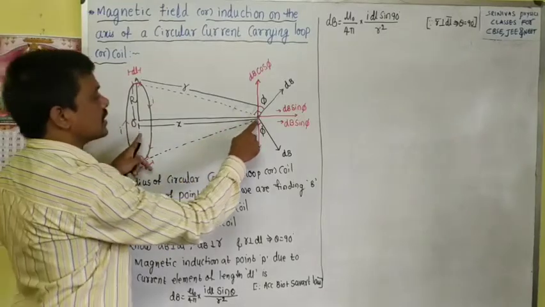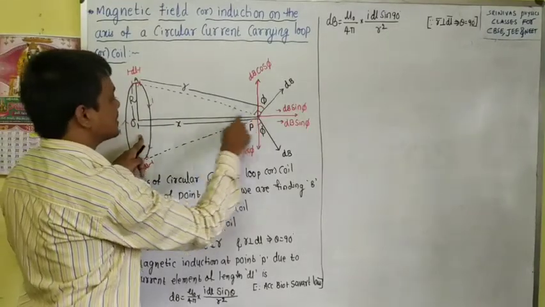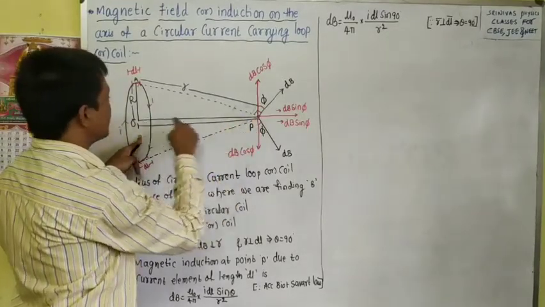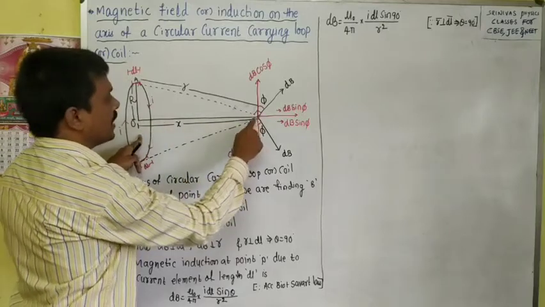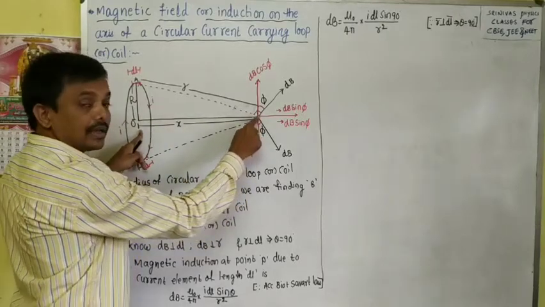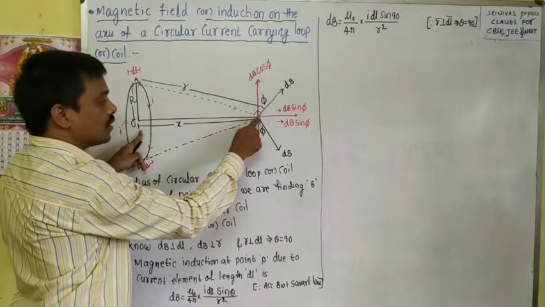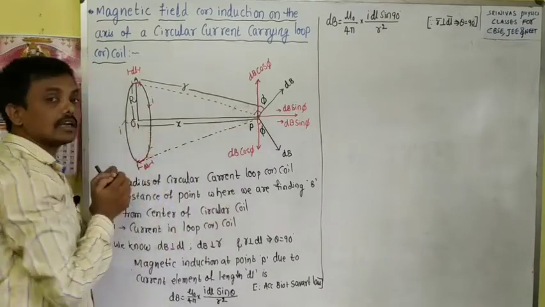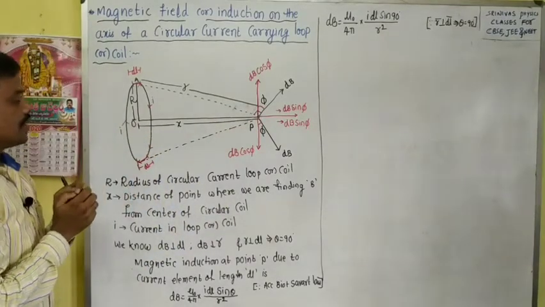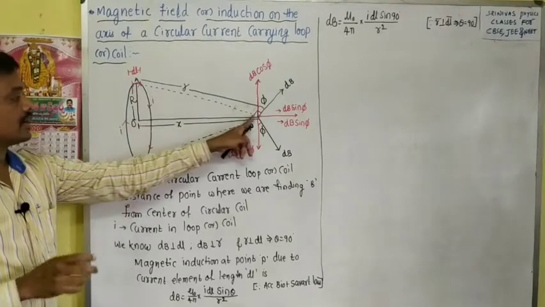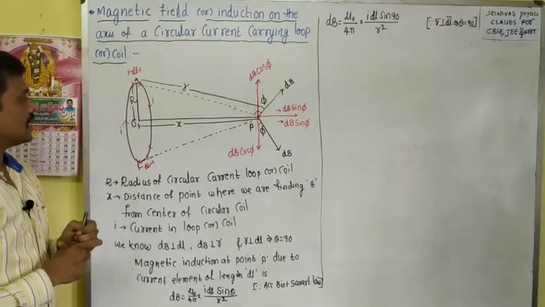And x is the distance of point P on the axis. This is the axis of the coil. x is the distance from the center of the coil to the point P where we want to find out the magnetic induction. Now how do we find out the magnetic induction at this point? Let us see.